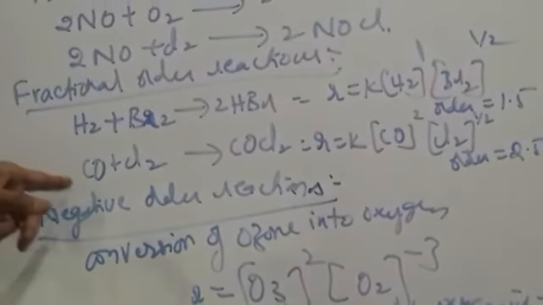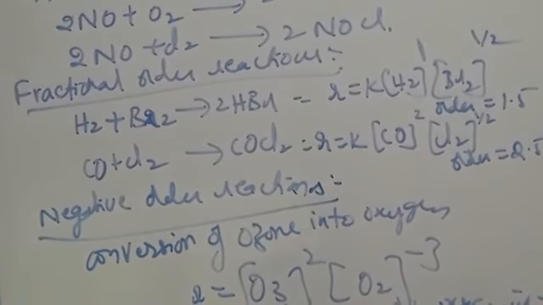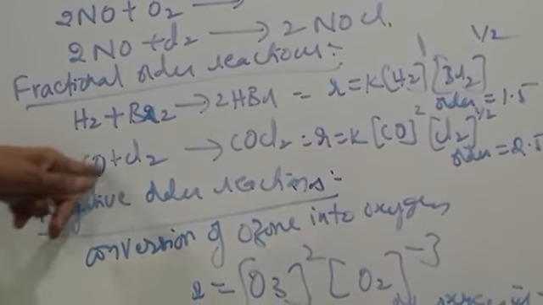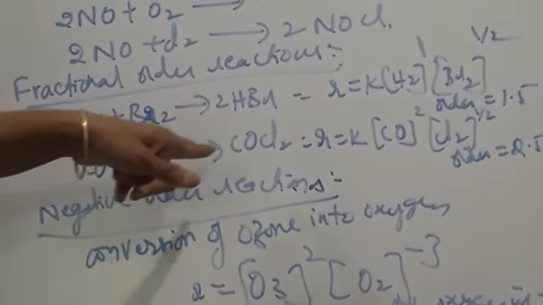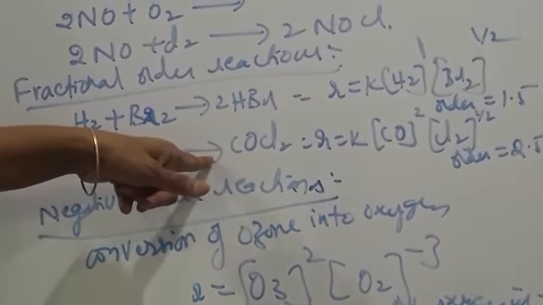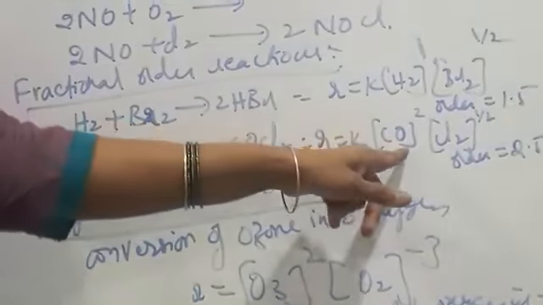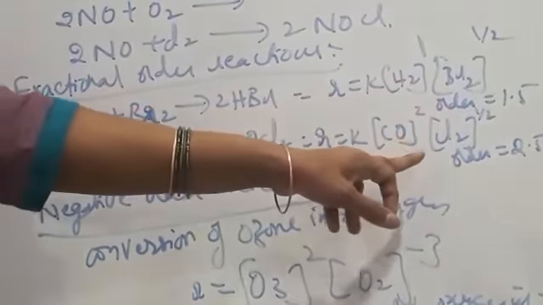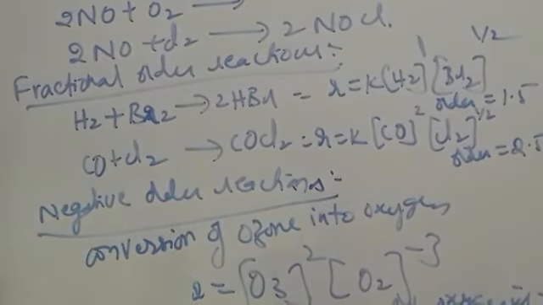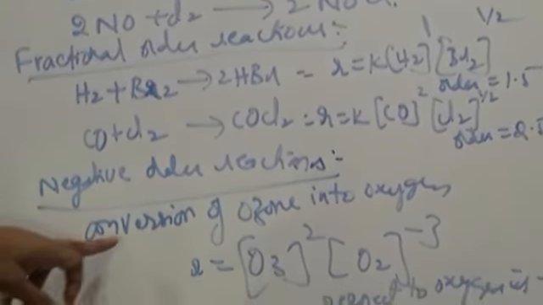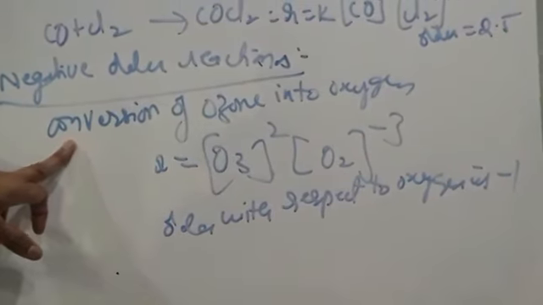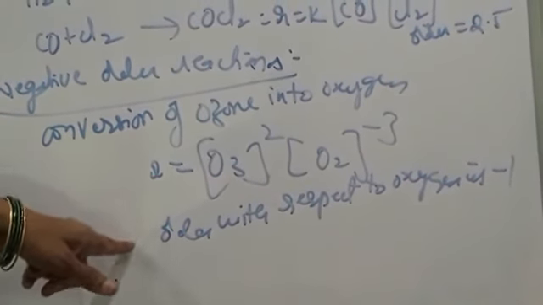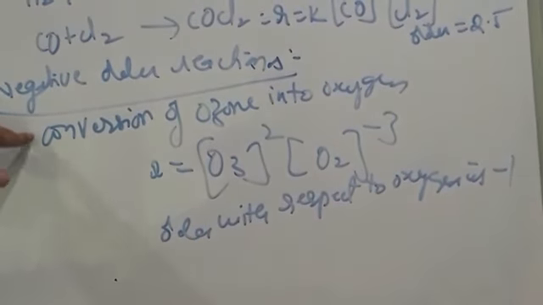Same thing with COCl2 preparation, carbonyl chloride. CO with chlorine forms COCl2, carbonyl chloride. Here the order with respect to CO is 2 and chlorine is half, and the total order is 2.5. Then negative order reactions: conversion of ozone into oxygen. Here the order with respect to oxygen is -1. So this is a negative order reaction.